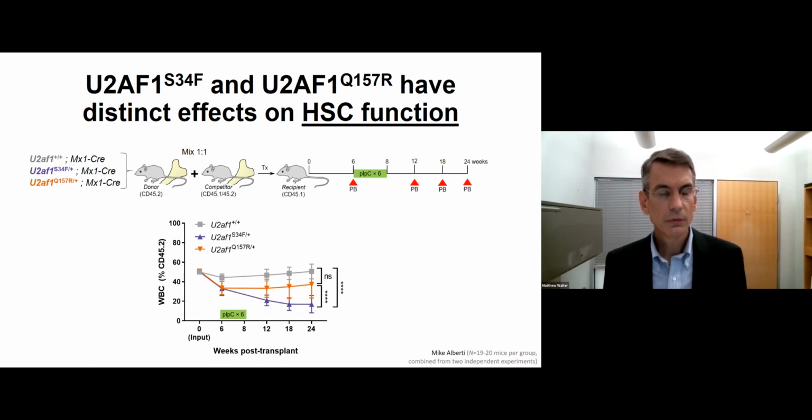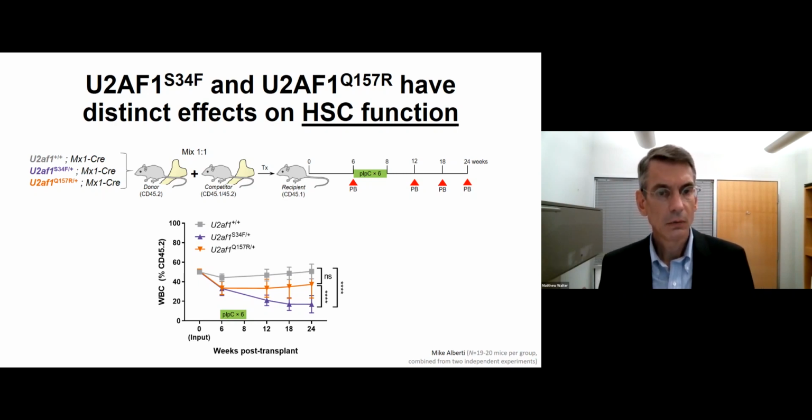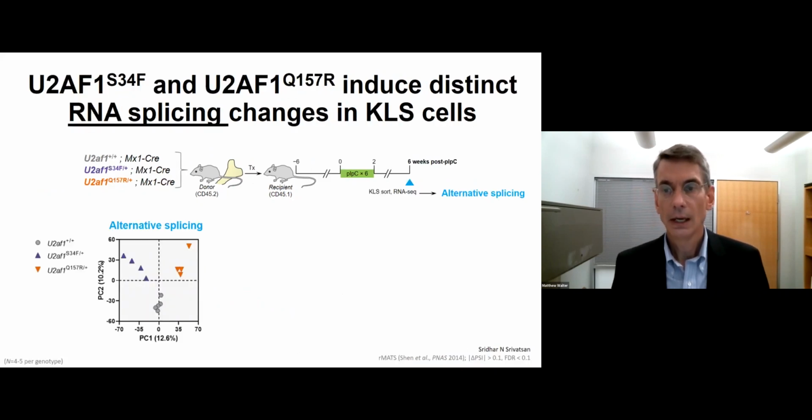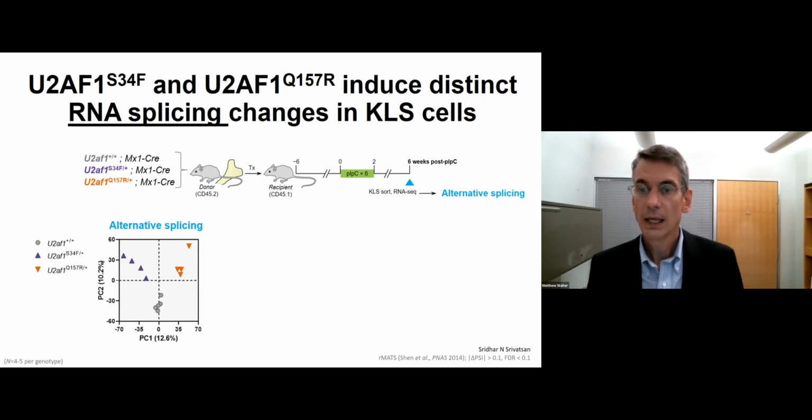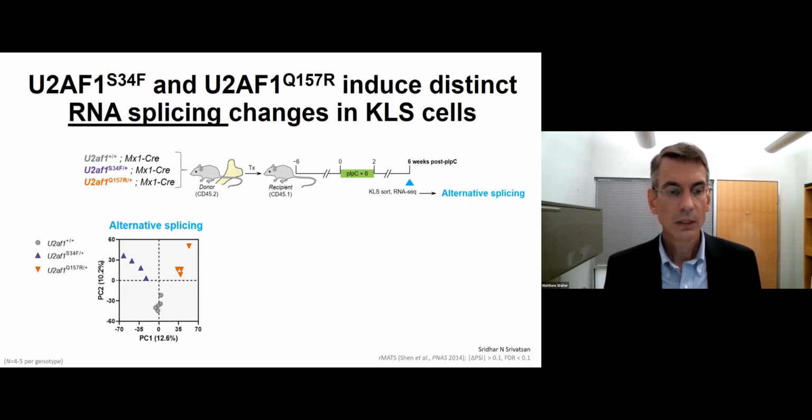And so this difference in hematopoietic phenotypes was quite striking and unexpected between these two mutations that occur at similar frequencies in MDS. Mechanistically, we were interested in understanding if this was due to differences in splicing targets occurring in those cells. To address this, we isolated KLS cells from each of these genotypes and performed RNA sequencing. What is shown at first is an unsupervised principal component analysis of alternative splicing of skipped exons, and we can see that there is segregation based on genotype here.